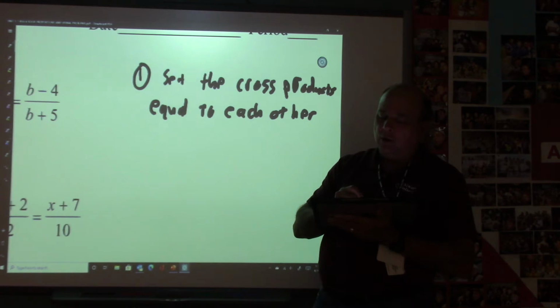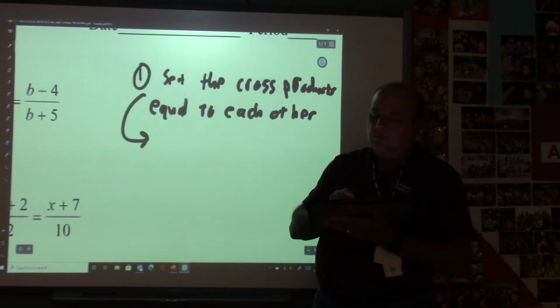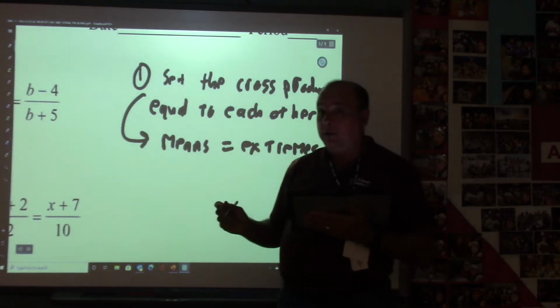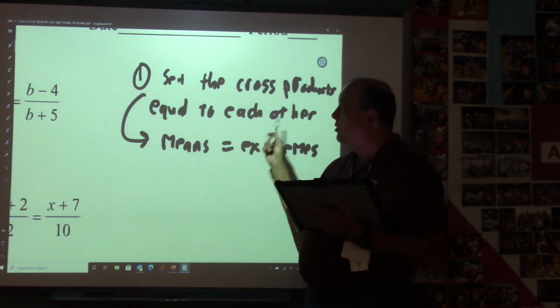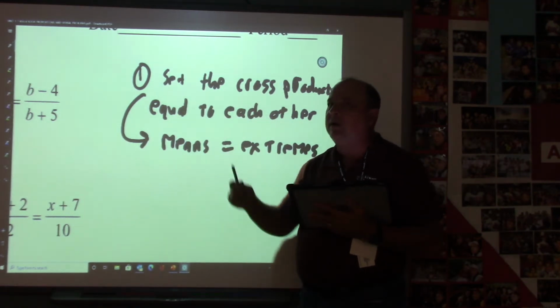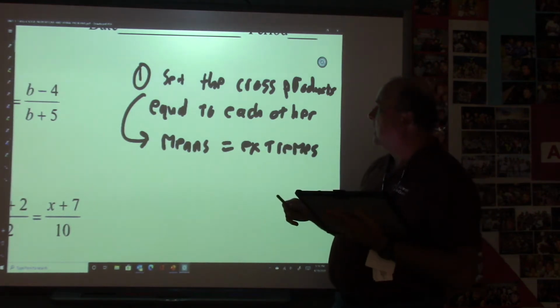Later on, you're going to learn this as the means equals the extremes. This is what it will be called later on in math. Okay, so when you set these cross multiplies equal, you're going to set the means equal to the extremes. You'll use that terminology later on in your math classes.